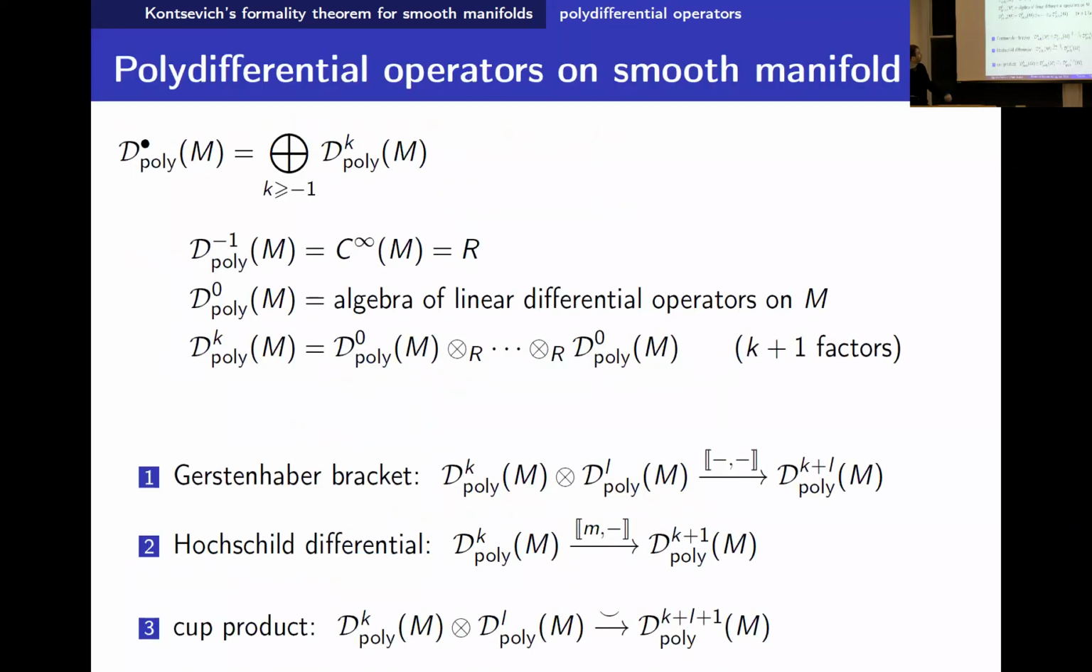On the other side, you've got what are called the polydifferential operators on the smooth manifold M, polydifferential or multi-differential. It's the same, right? It's a Z graded vector space. The grading actually starts in degree negative one, where you place the smooth functions on the manifold M. And then in degree zero, you place the algebra of linear differential operators on M. And then in degree one, you're going to put the bi-differential operators, degree two, the tri-differential operators, and so on.